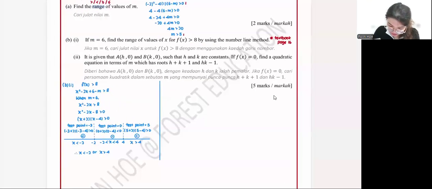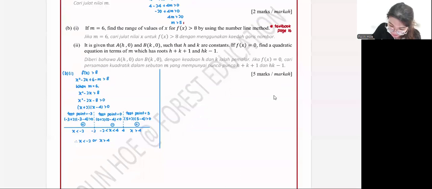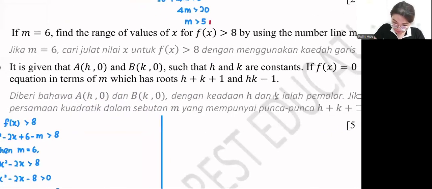Let me zoom out a little. It is given that point A is (h, 0), point B is (k, 0), such that h and k are constants. Constant means a number, makes sense, the number. Then if f(x) is equal to 0, find the quadratic equation in terms of m, which has roots h plus k plus 1 and hk minus 1. On this side, these two.